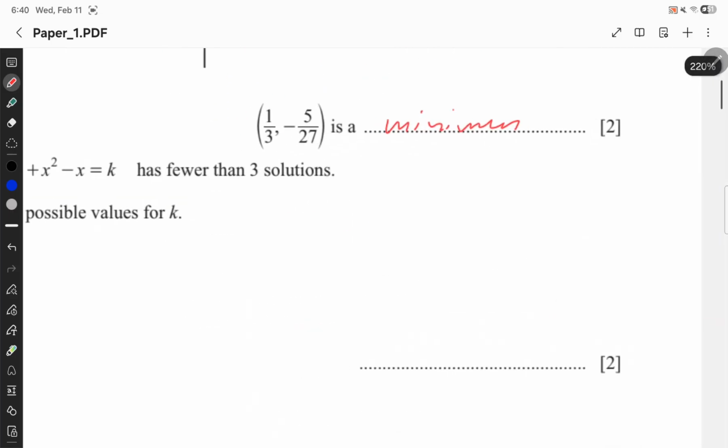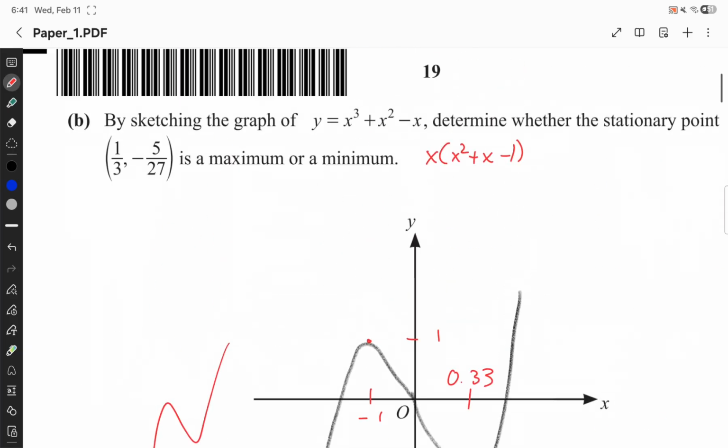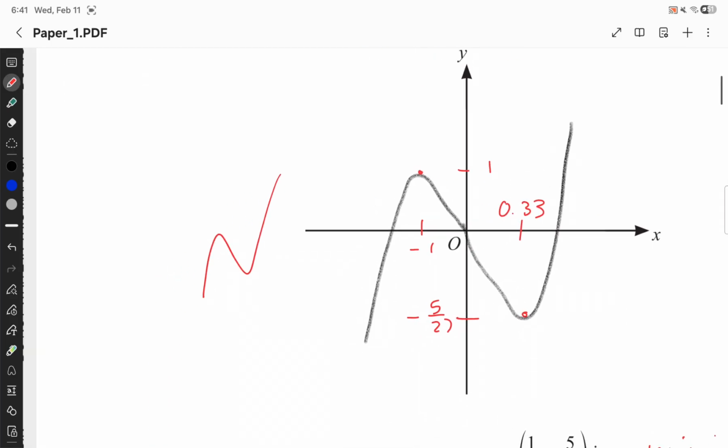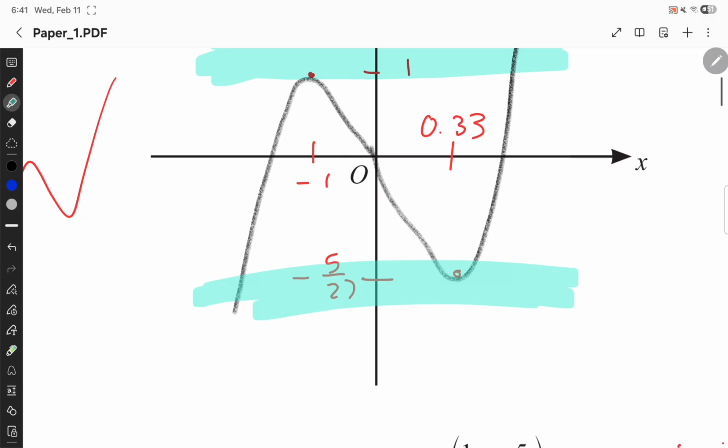Okay, done. Very good. The equation x cubed plus x squared minus x equals k has fewer than 3 solutions. Find the range of the possible values of k. Fewer than 3 solutions means it has 2 or 1 solution. Now when does y equals k meet this graph at 2 or 1 points only? It is at this upper area and this lower area.